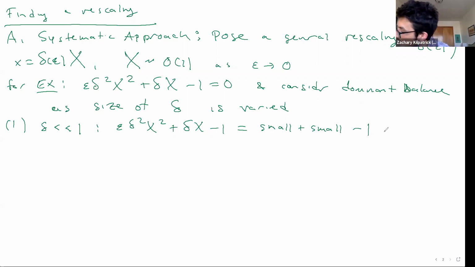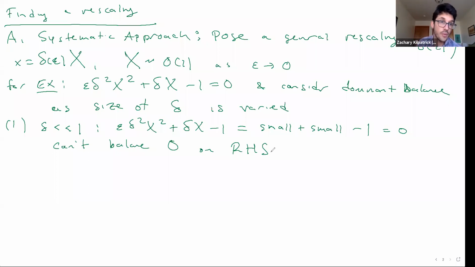Now the problem is this needs to equal 0. So the equation we get to leading order is going to be minus 1 equals 0. So that means we can't balance the 0 on the right-hand side. So probably not the type of rescaling to use. This means we can essentially rule out taking delta of epsilon being small. We already know the answer, the delta of epsilon to take, because I showed it before. This is showing how we can arrive at that systematically.